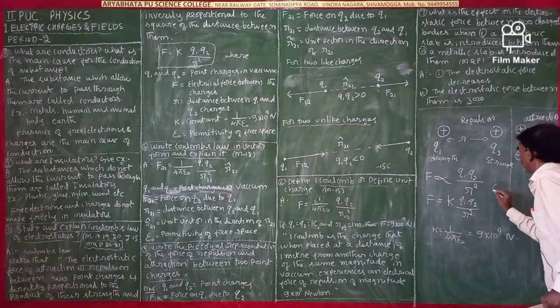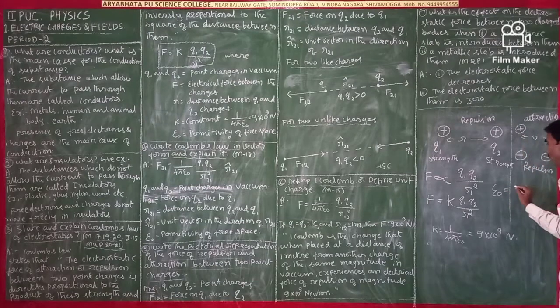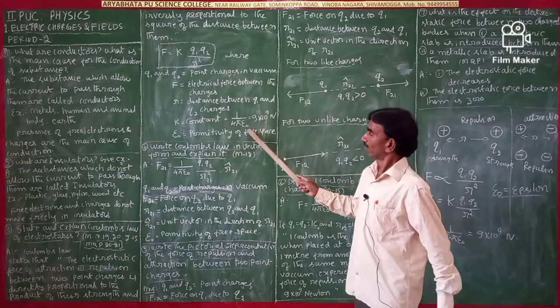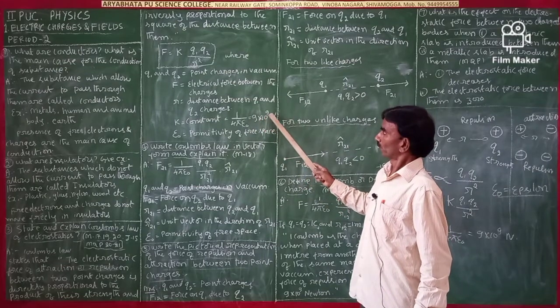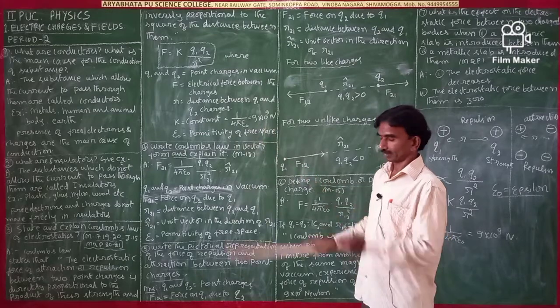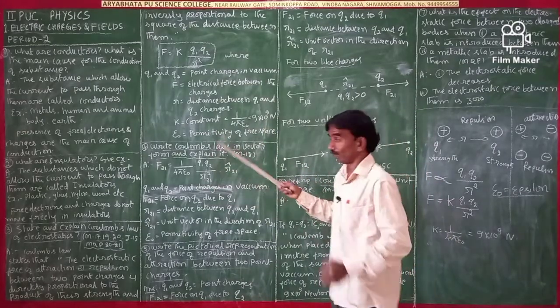This sign means epsilon naught. You have to say it, epsilon naught. Remember this: K is equal to 9 into 10 to the power of 9 Newton meter square per coulomb square, and epsilon naught is the permittivity of space. Okay, you have to remember this, a very, very important question.